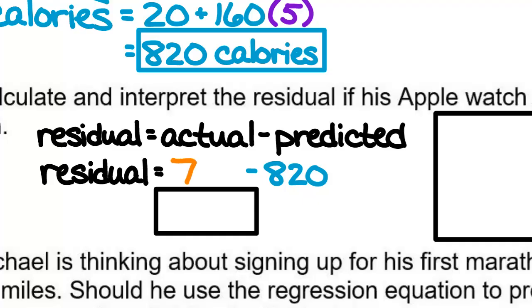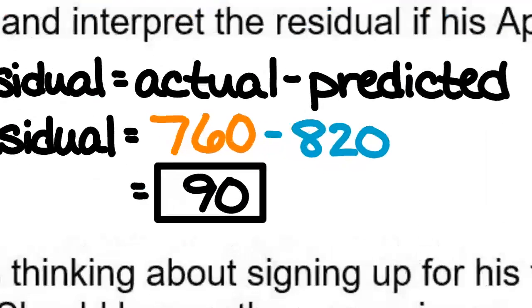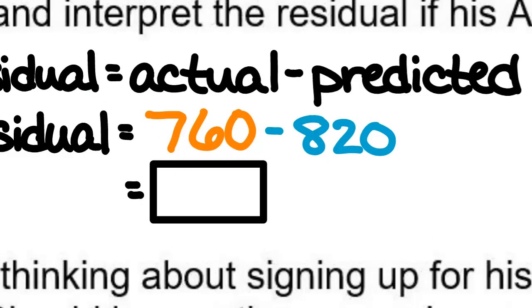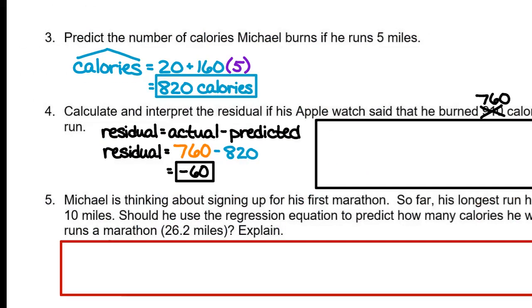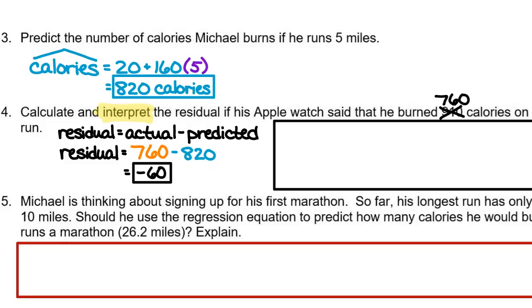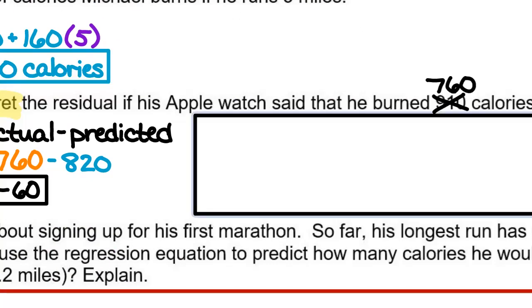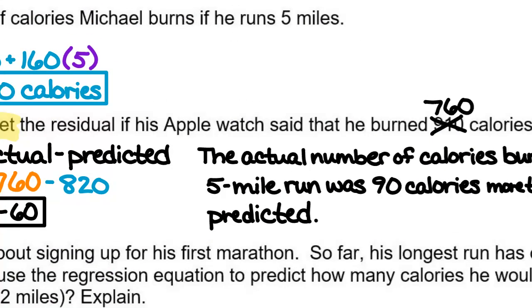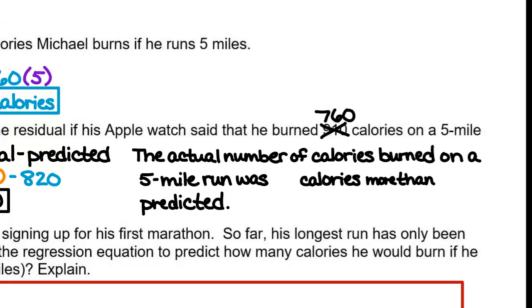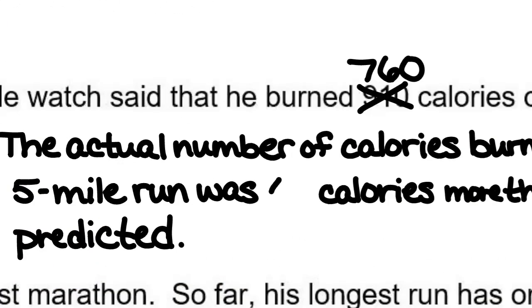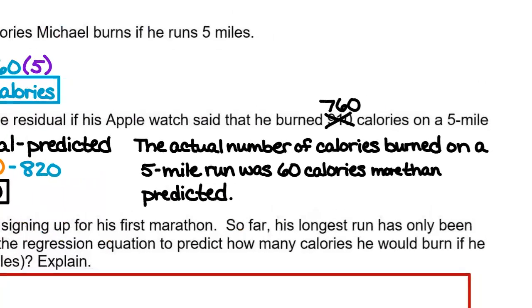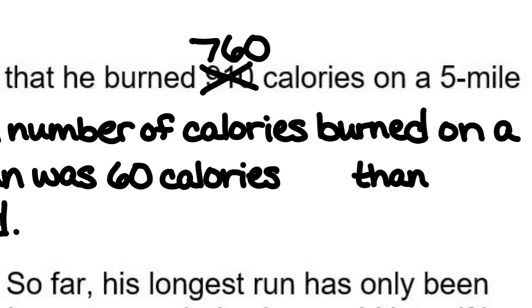Yep, I got to fix mine. So R would be not 90, but negative 60. So how would you interpret that? Because it did say to interpret as well. The actual calories burned was 60 calories below the predicted value for 5 miles run. Yes. The actual number of calories burned on a 5-mile run was 60 calories less than predicted.